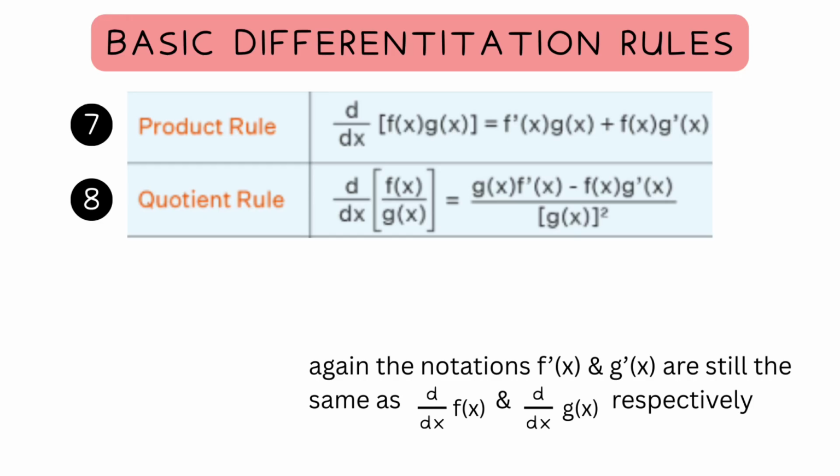So rules 7 and 8 are trickier. The derivative of f of x times g of x is equal to the derivative of f of x times g of x plus f of x times the derivative of g of x. For rule 8, this is the derivative of f of x over g of x, or f of x divided by g of x. So this is equal to g of x times the derivative of f of x minus f of x times the derivative of g of x, and this is all divided by g of x squared.